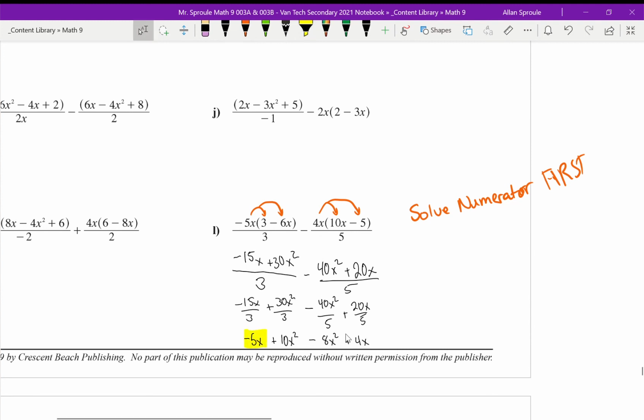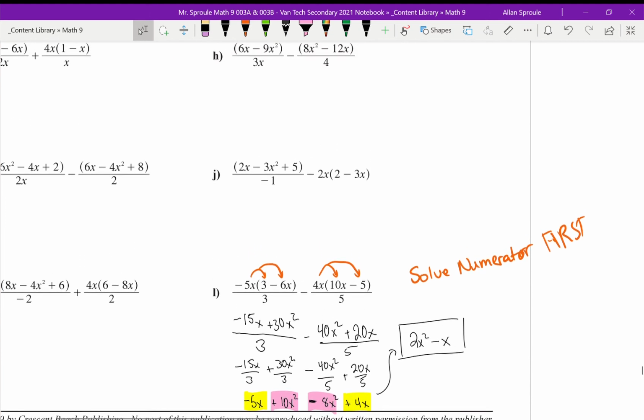Lastly, looking for my like terms, I'll do it a little bit differently. I'm going to use a highlighter. So put together all the pink ones first. That'll give me 2x squared, because I've got a negative sign here. And then negative 5x plus 4x is going to give me negative x. So my final answer simplified is going to be here. And that's how you solve these kind of problems.